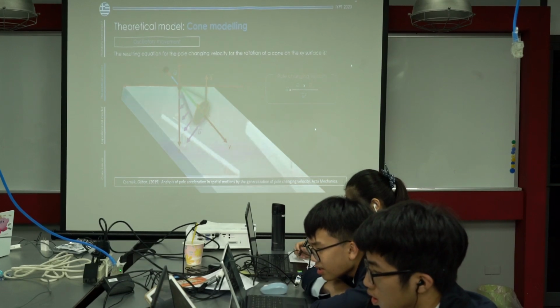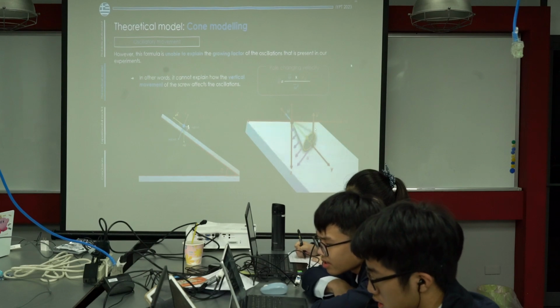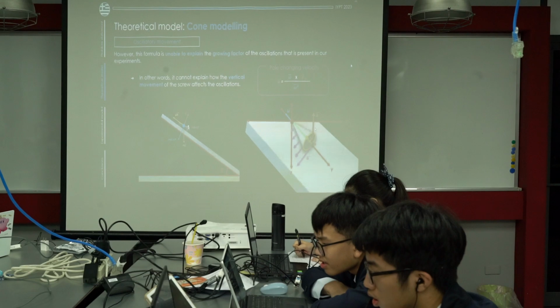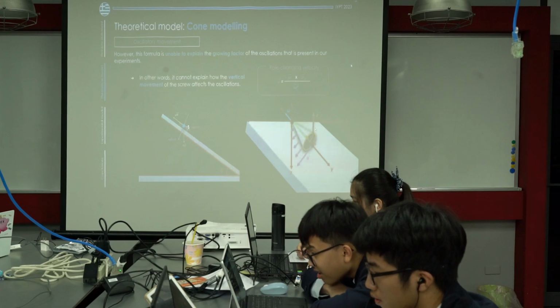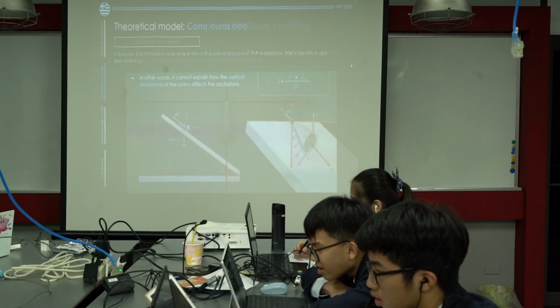However, there is an issue with this formula, and the issue is that this formula is unable to explain the growing factor of the oscillations that are present in our experiments. As you can see in the formula, we can only see how the velocity changes when the screw travels down the ramp, and not how the vertical movement of the screw affects the oscillations at all. So that's why we discovered the modeling of the compound pendulum.